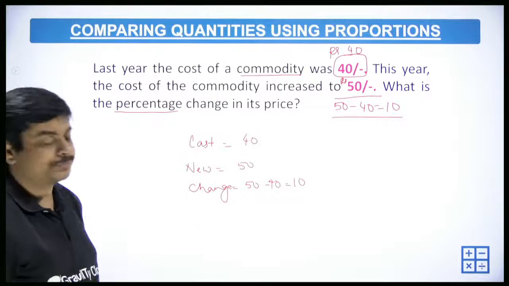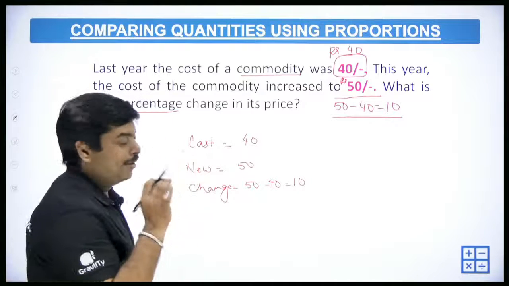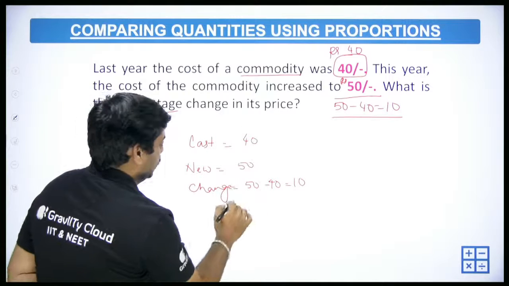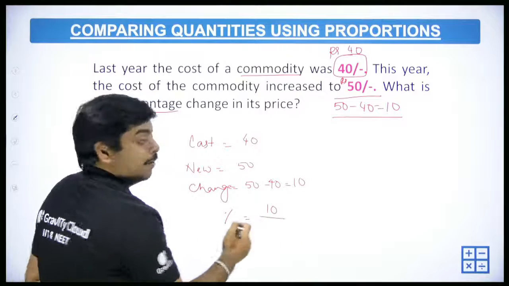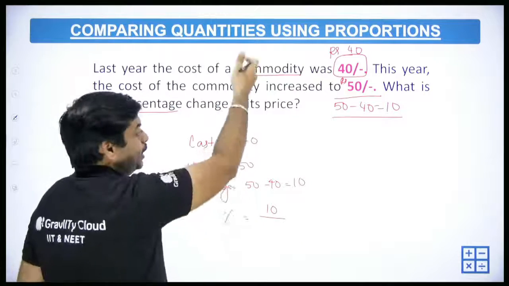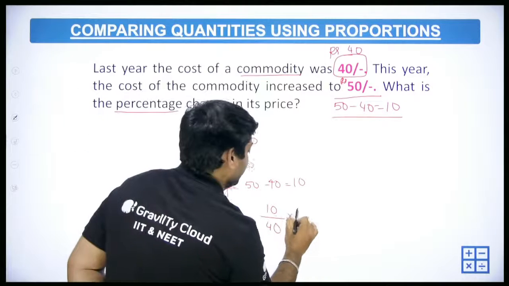So now tell me, percentage change is per every 100, but here we're talking about 40. So how much is the percentage change? The change is 10, divided by the actual cost it used to be before, which is 40, so 10 by 40, and that into 100, per every 100.